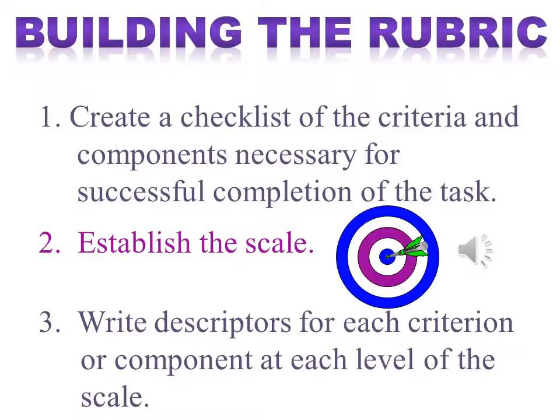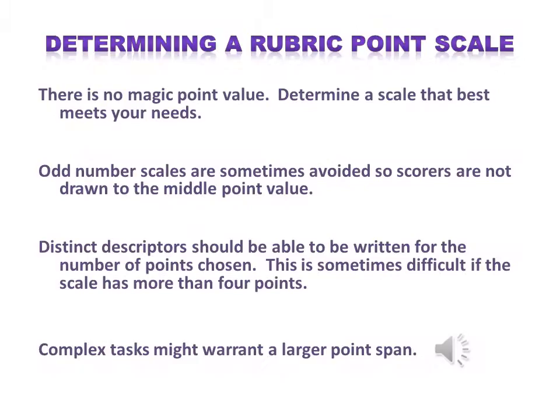Also, then you need to establish a scale: 1 through 3, 1 through 5, 1 through 4, and then write descriptors for each criterion or component at each level of the scale. When you are determining the point scale for your rubric, there's really not a lot of magic involved. You need to determine the scale to best meet your needs. Some things to consider, though, is that if you use an odd number for your point scale, people tend to travel to the middle, and you have scoring or grading that tends to the middle rather than key criteria. So it's not wrong to have an odd number, but it's something to take into consideration.